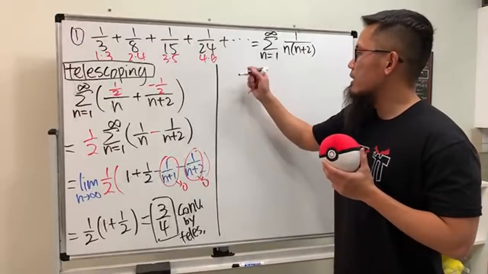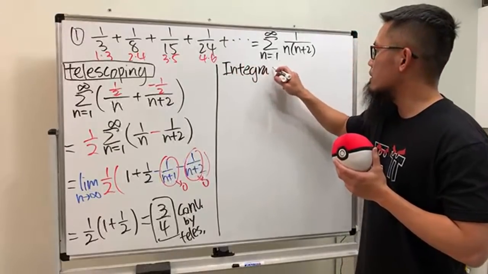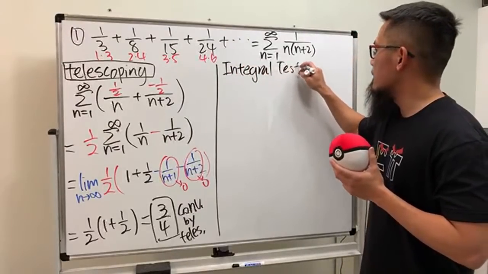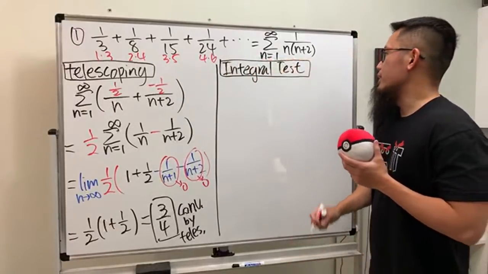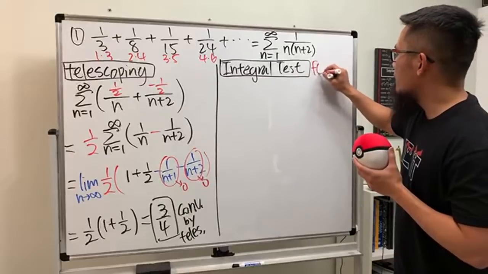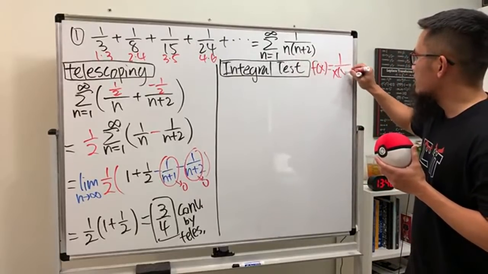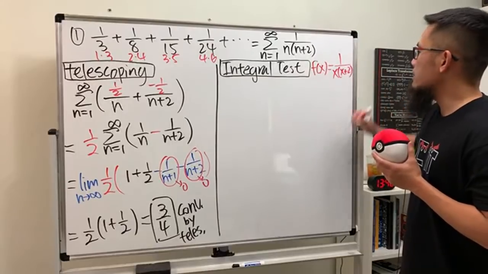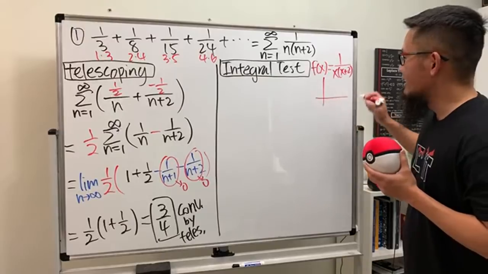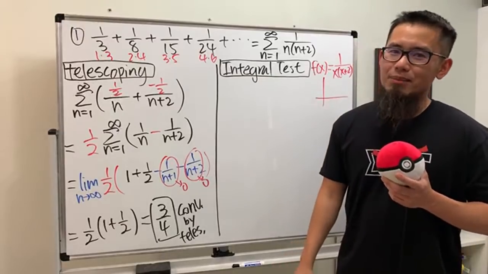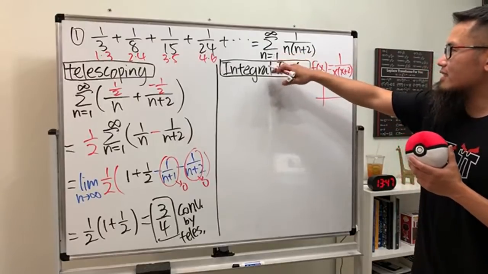All right, apply the integral test. Firstly, we have to define the function. Well, our function is just going to be, you replace the n with x, so we have 1 over x times x plus 2, right? So that's the function. And usually, just go ahead and supply me a graph on the side and just look at when x is greater than 1.